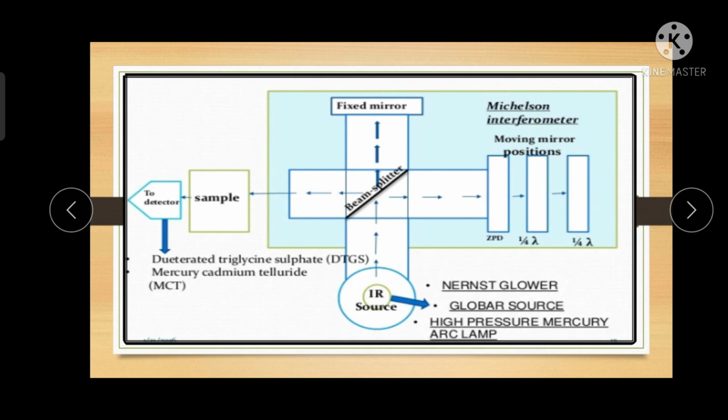As already mentioned, the detectors used in FTIR spectroscopy are deuterated triglycine sulfate, DTGS, and the second one is mercury cadmium telluride, MCT. These are the different detectors used to detect the signals from the sample. In this way the FTIR spectrometer works, and we get the FTIR spectra.